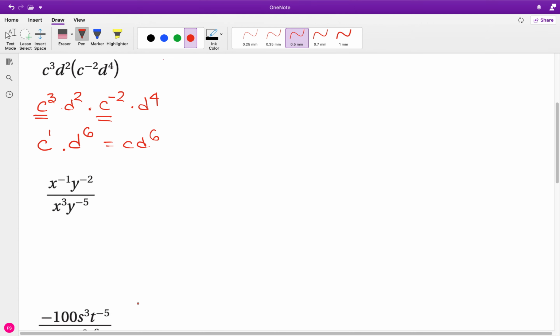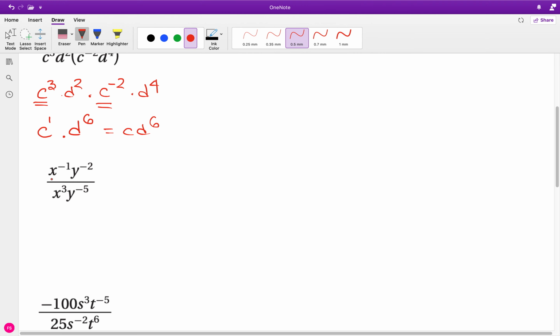Let's move to the next question. Here we have to divide two terms: x to the power of negative 1, y to the power of negative 2, by x to the power of positive 3, and y to the power of negative 5. Whenever you divide two numbers with the same base but different powers, you're going to subtract the powers. I'm going to write x, I have negative 1, then I'm going to subtract 3 from it. So negative 1 minus 3, multiplied by y to the power of negative 2 minus negative 5.